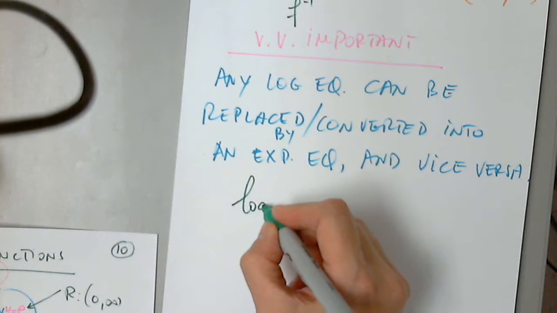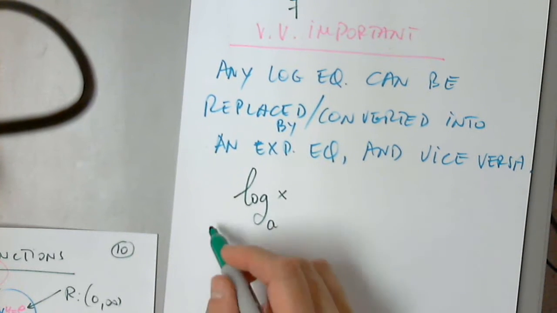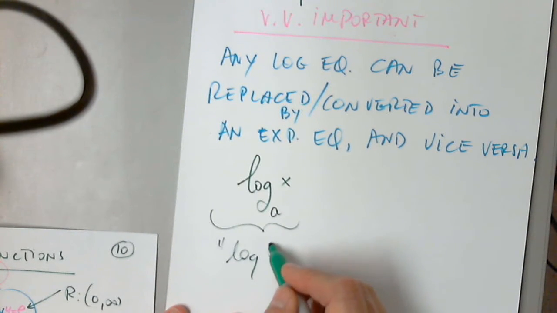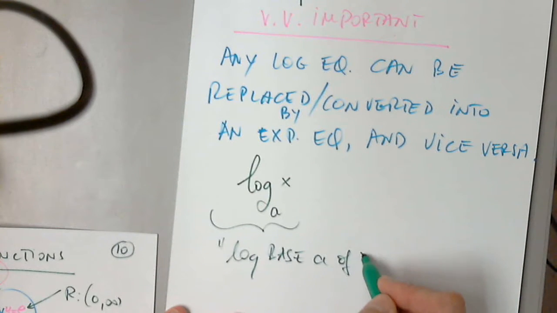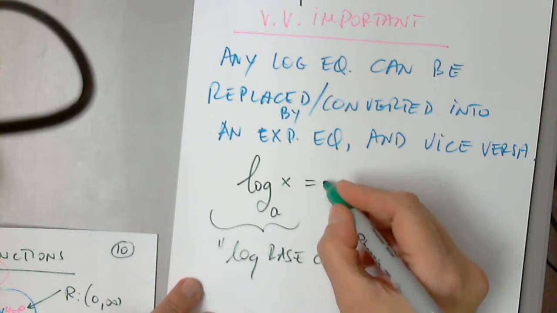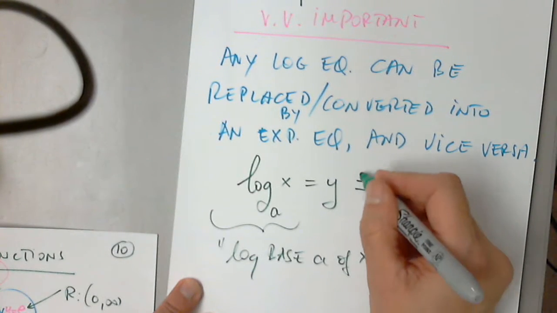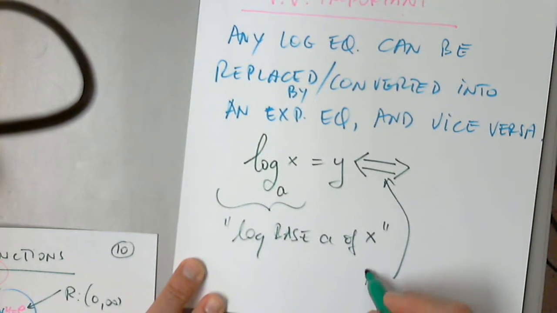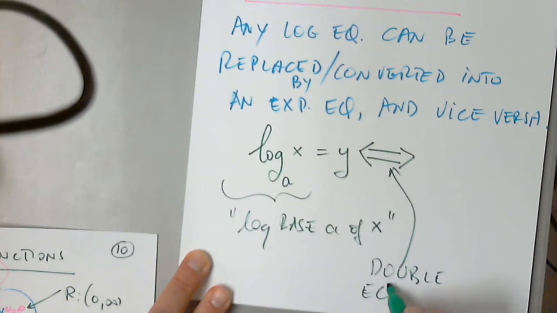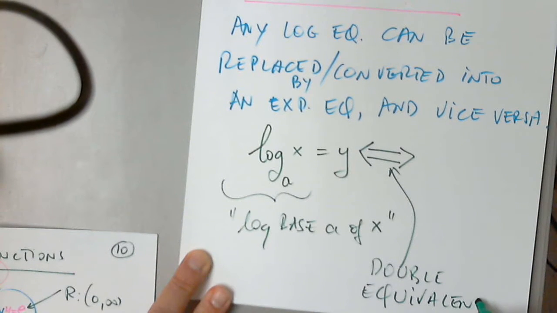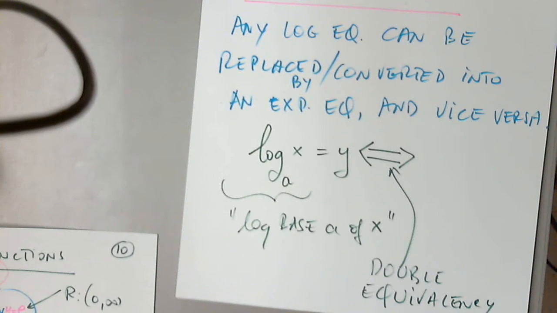The notation is log base a of x. Log base a of x equals a number, y, is equivalent to, this is the double equivalency symbol, meaning from left to right and from right to left. I can start on the right and get the left, I can start on the left and get the right.